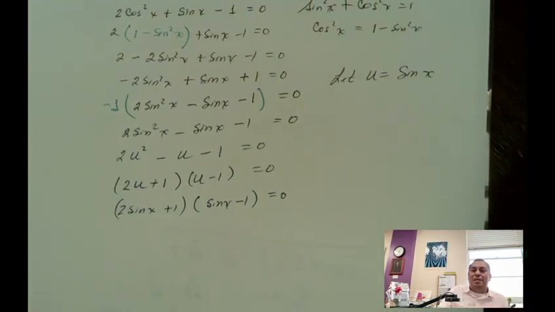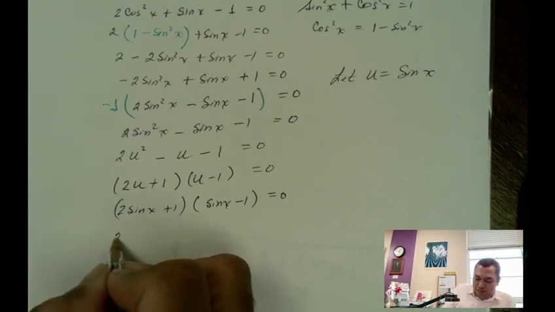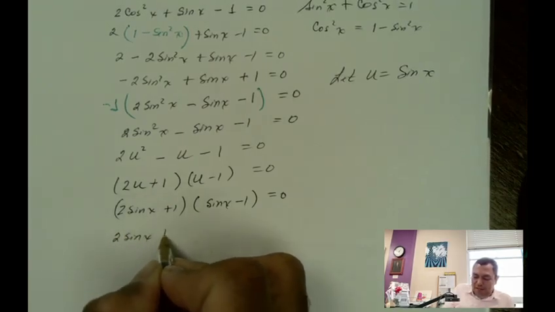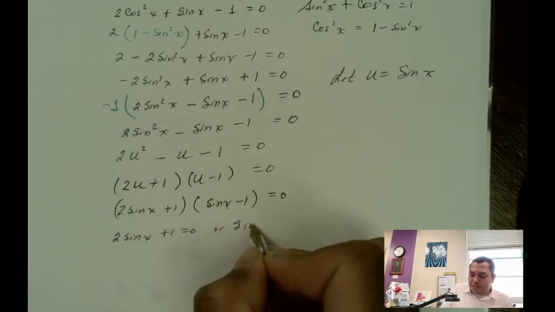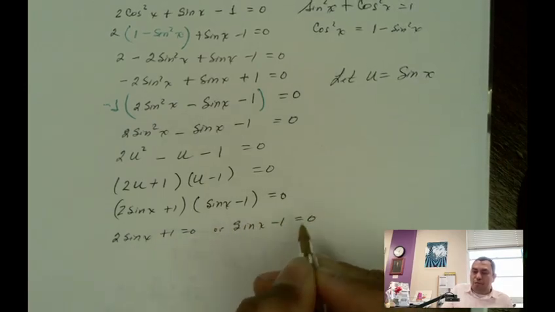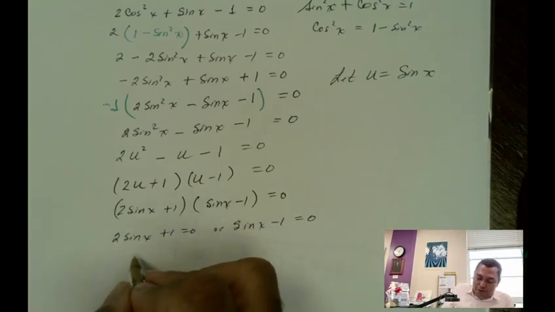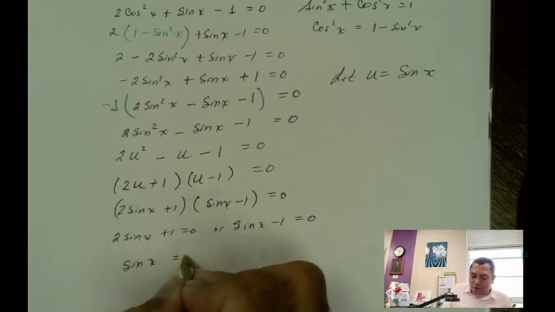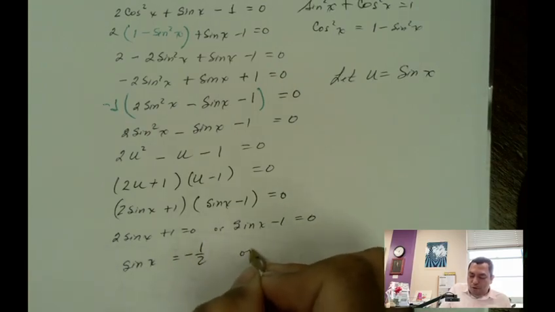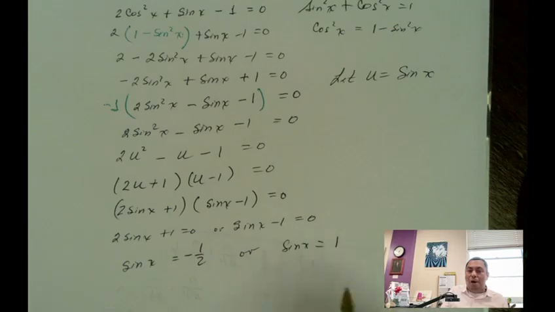I'm going to apply the zero product property in this case, which makes 2 sine of x plus 1 equal to 0, or sine of x minus 1 equal to 0. Now I'm going to solve these two linear equations. So I have that sine of x equals negative 1/2, or sine of x equals 1.